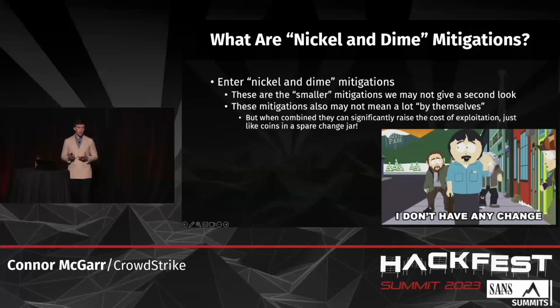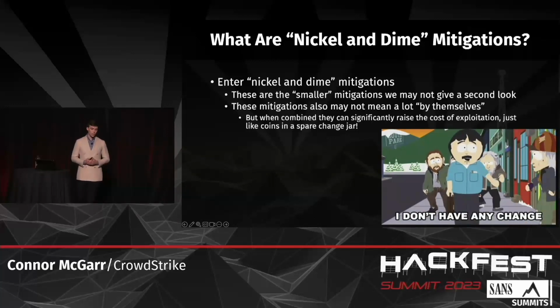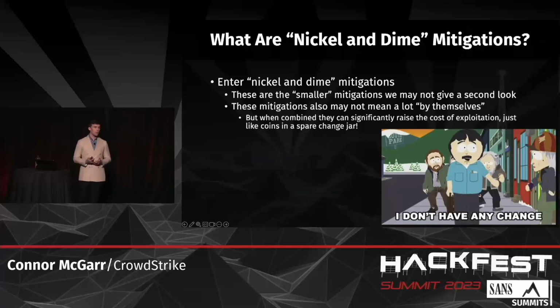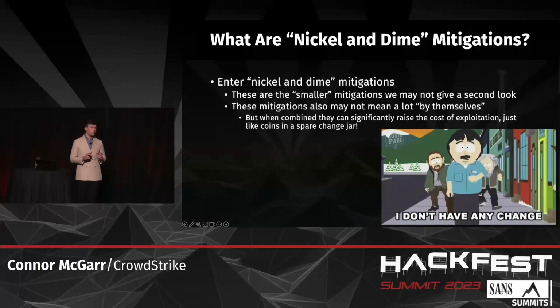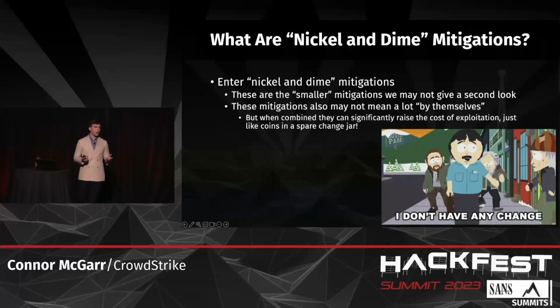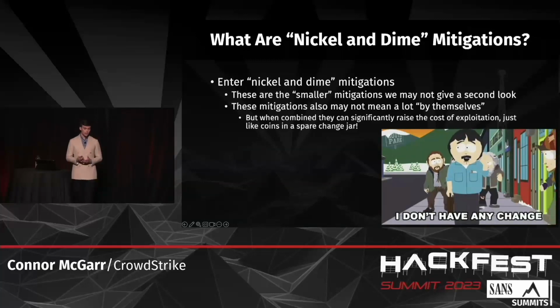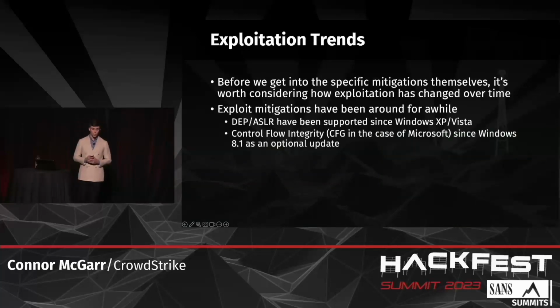These are what nickel and dime exploit mitigations are, in my estimation. So there's some of the smaller mitigations that we may take for granted, and they may not do a lot by themselves. Some of these mitigations, they're more defense in-depth mitigations where if they were the only mitigation on the box, that doesn't do much for us. But when you put them together on top of what's there, they can significantly raise the cost of exploitation. But before I talk about that, let's get into effectively how we got here, why Microsoft is choosing to continue to address things with mitigations.